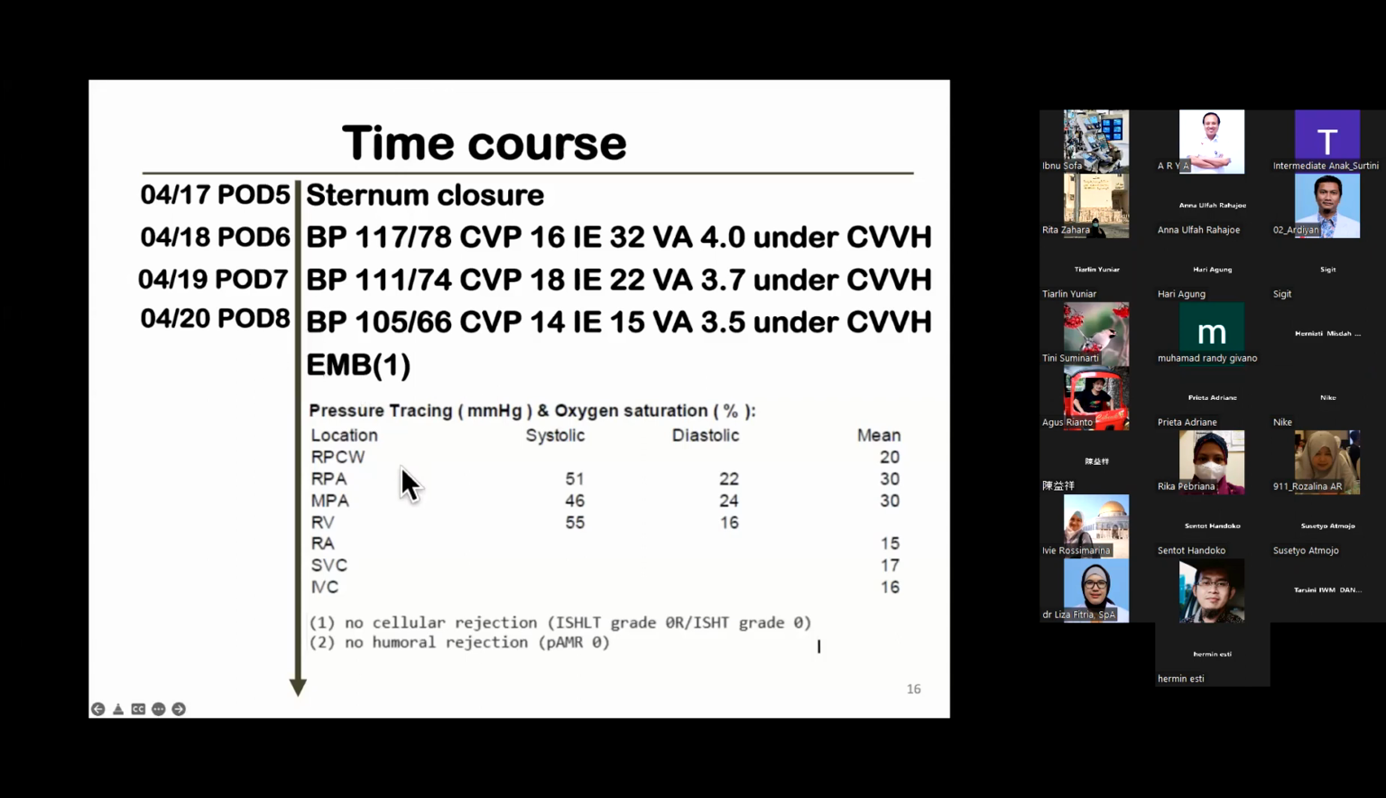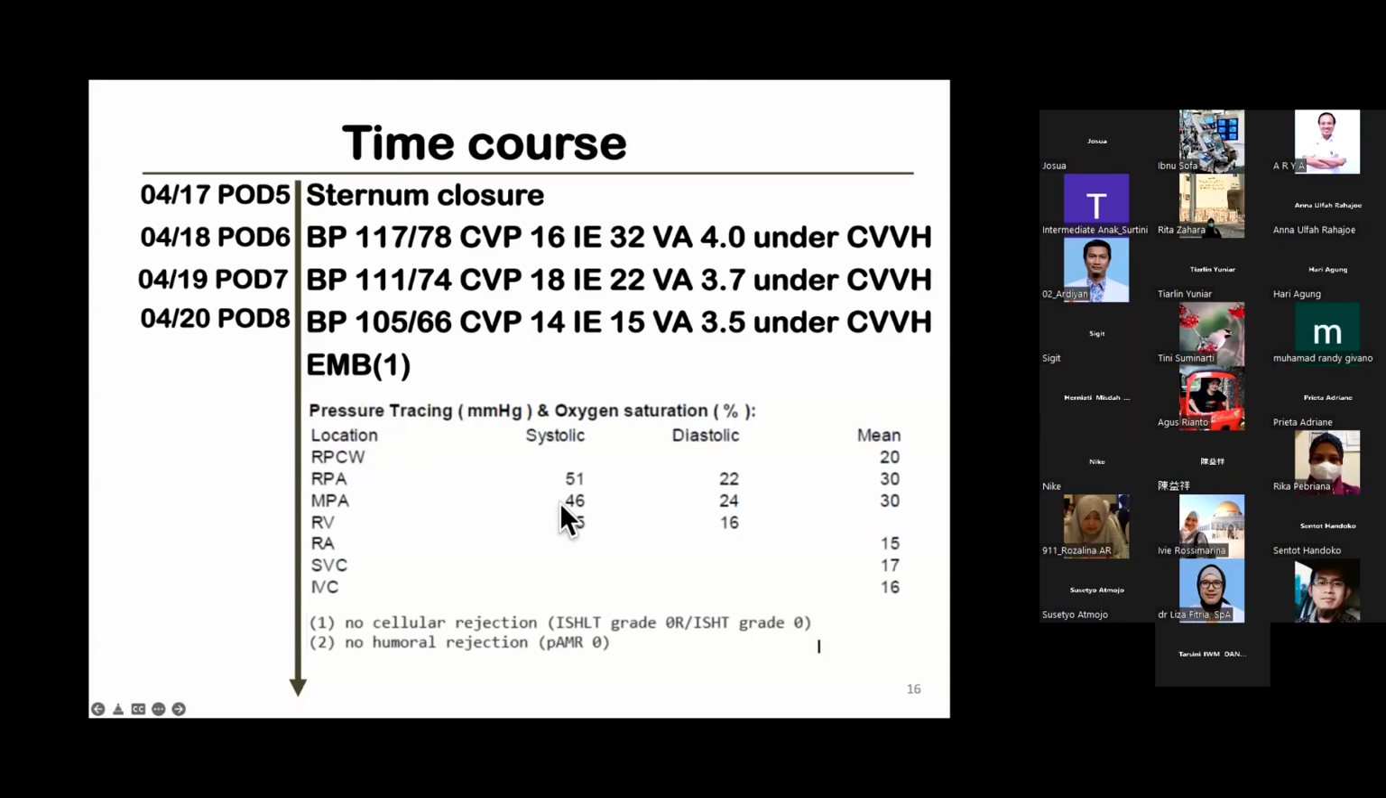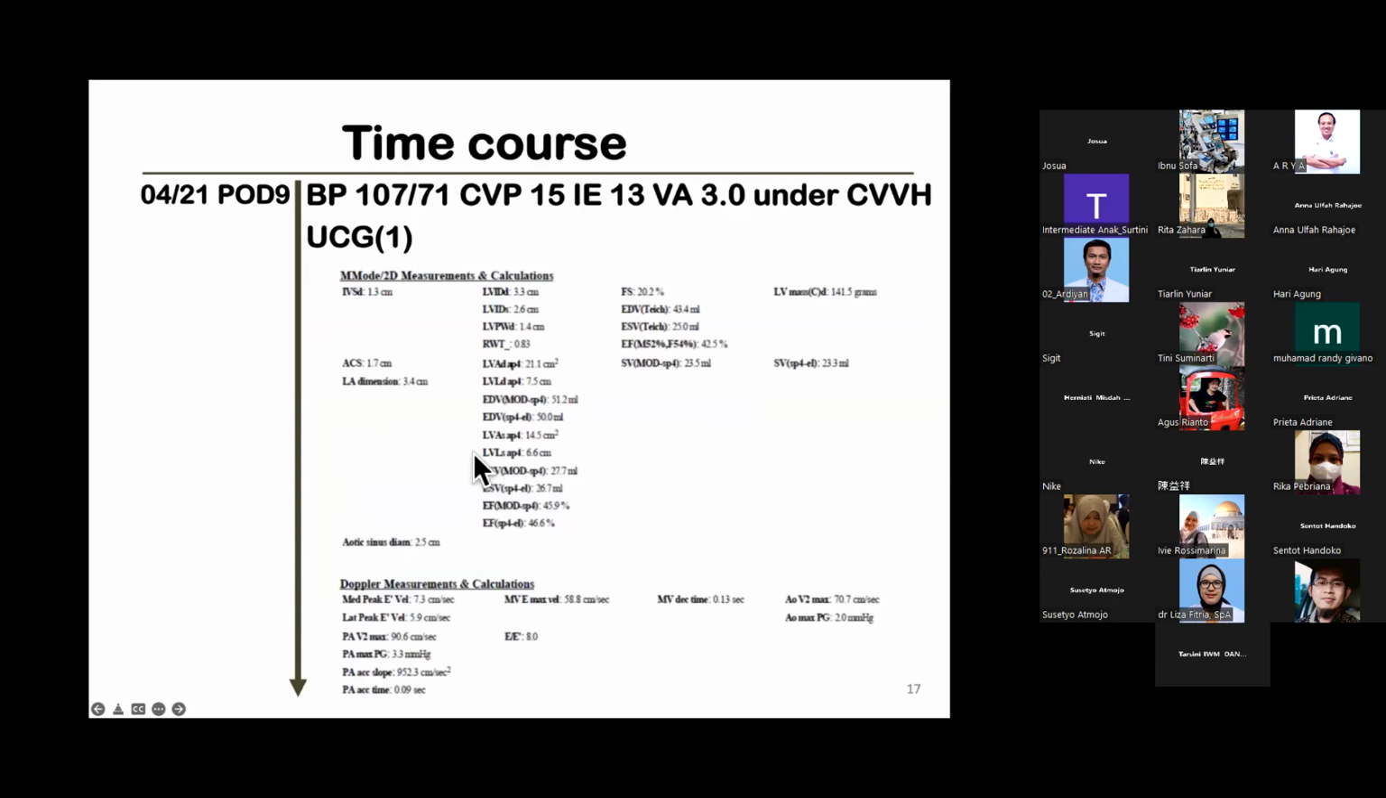Okay, we see that even on ECMO support the pressure is still high, but there is no severe cellular or humoral rejection. So we can just take care and wait. The patient will resolve after the condition improves. And on day 8, 9, he had an echo again. EF is still poor, about 40, even under high ECMO support, 3.0 liters per minute.